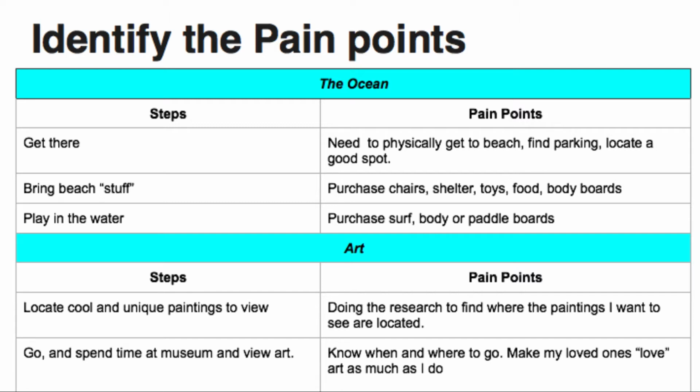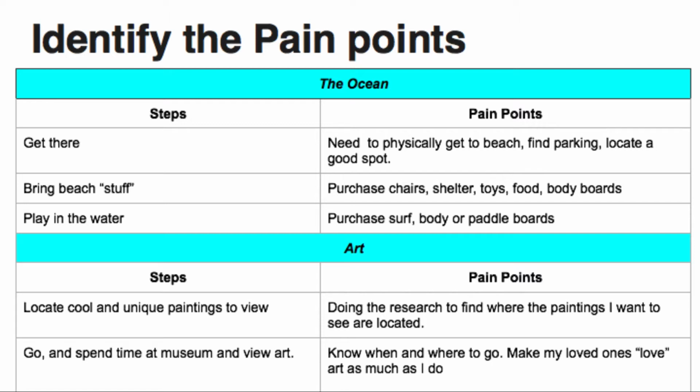The pain points are that you need to physically get to the beach. You have to find a parking spot, which we all know is a pain. You need to locate a good spot. So maybe it's on a busy weekend and you might have to fight for a good spot. Your beach stuff, you actually have to purchase it. So you need to purchase chairs, shelter, toys. You need to bring snacks and body boards or things for the kids to do in the water. For playing in the water, you purchase all of your surf stuff and you need sunblock and paddle boards and all of those things. So those are some of the pain points.